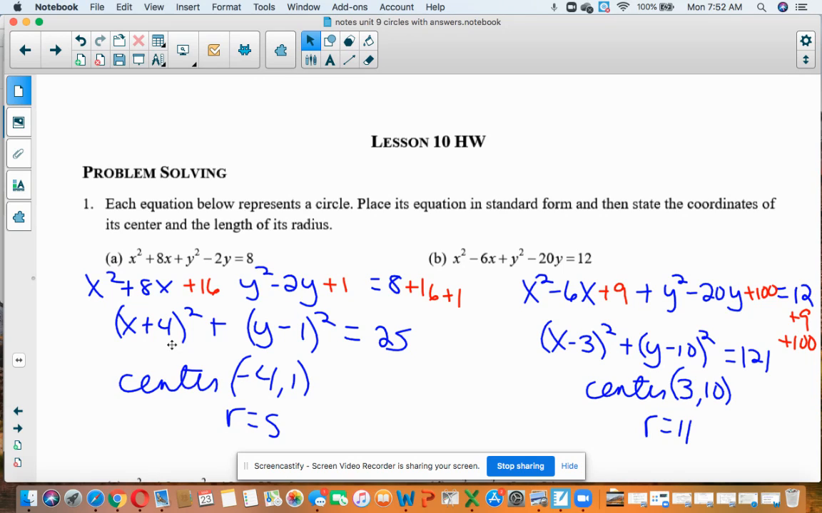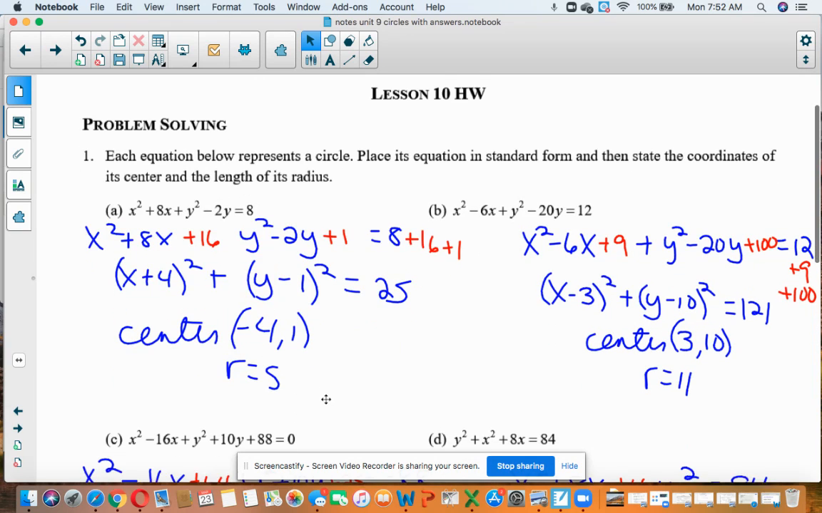Once it's in standard form, then this is just like yesterday. I can write my center is -4, +1. Remember, you're changing the signs here. And my radius is 5. And then B is right here.